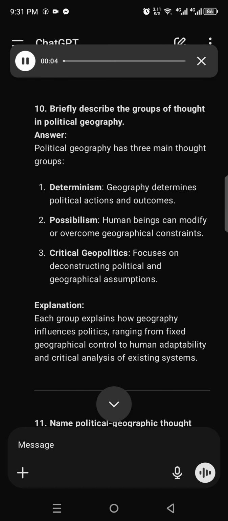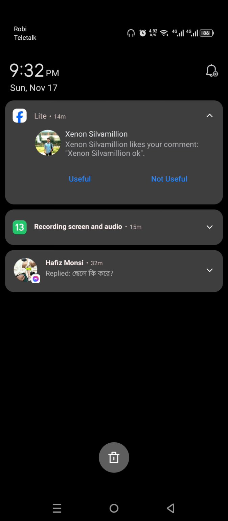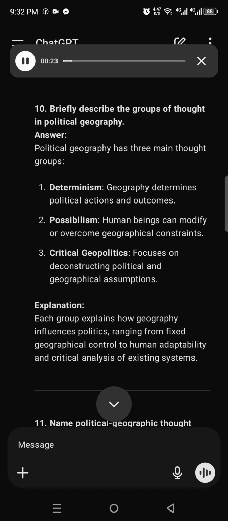10. Briefly describe the groups of thought in political geography. Answer. Political geography has three main thought groups. 1. Determinism. Geography determines political actions and outcomes. 2. Possibilism. Human beings can modify or overcome geographical constraints. 3. Critical geopolitics. Focuses on deconstructing political and geographical assumptions. Explanation. Each group explains how geography influences politics, ranging from fixed geographical control to human adaptability and critical analysis of existing systems.